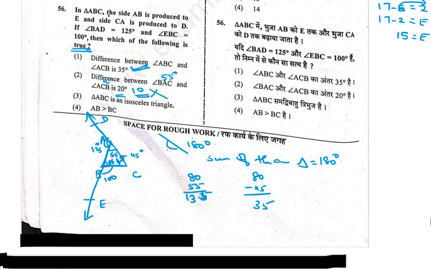So this is wrong. Is this an isosceles triangle? Isosceles triangle means the base angles should be equal, and they are not. AB is greater than BC. If AB is greater than BC, the opposite angle must be greater. So this is also wrong. The correct answer is the first one. Come to the next question.